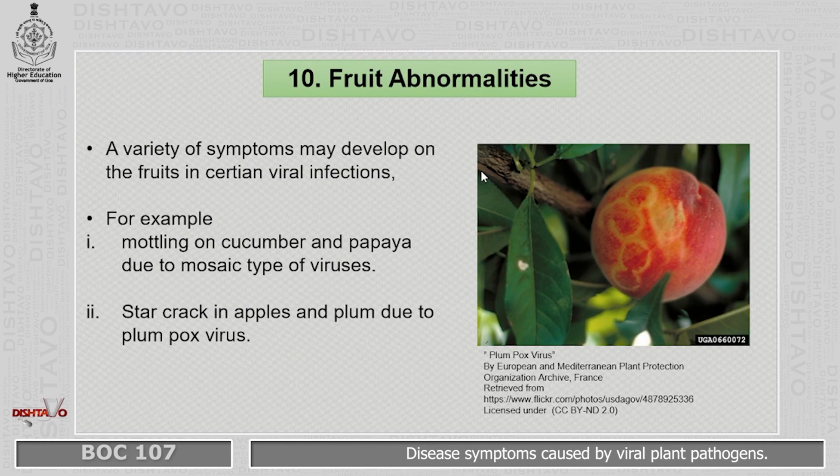And then you have fruit abnormalities. A variety of symptoms may develop on the fruits in certain viral infections. For example, mottling on cucumber and papaya due to mosaic type of virus, and star crack in apple and plum due to plum pox virus. Now if you see over here, with plum pox virus, you get this design on the fruit.